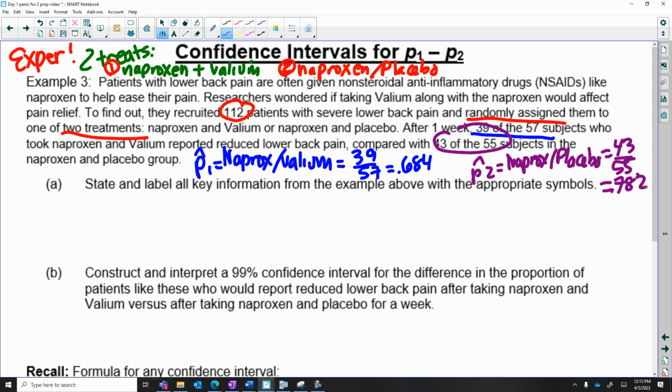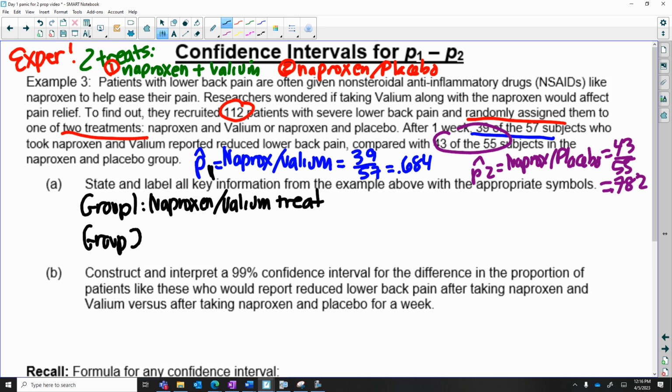The first thing to note is that you really should label all the key information. I recommend that you state the populations, like group 1 and group 2. Say group 1 is going to be naproxen and Valium treatment, so that way people know when you use the subscript 1, that's referring to the naproxen and Valium. And group 2 is going to be naproxen placebo.